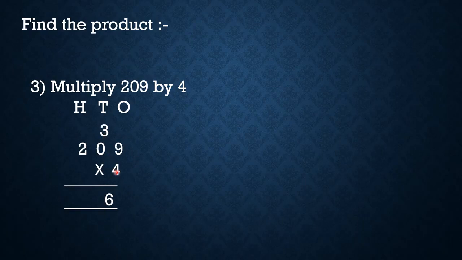Now we have to multiply 4 by 0. So 4 zeros are 0 and now we have to add the carry digit. So 0 plus 3 is 3. So we'll write 3 here at tens place column. Now we have to multiply 4 by 2. So 4 twos are 8. So we will write 8 here at hundreds place column.